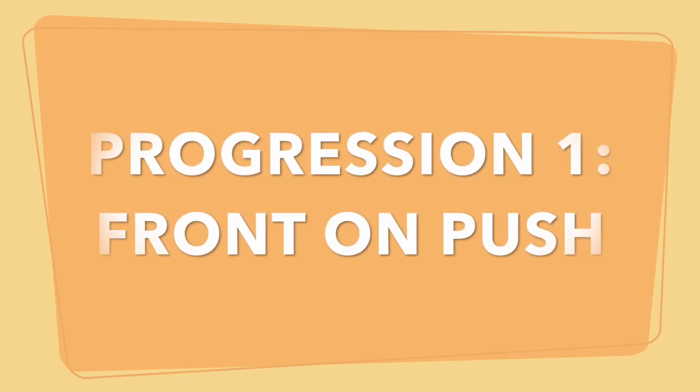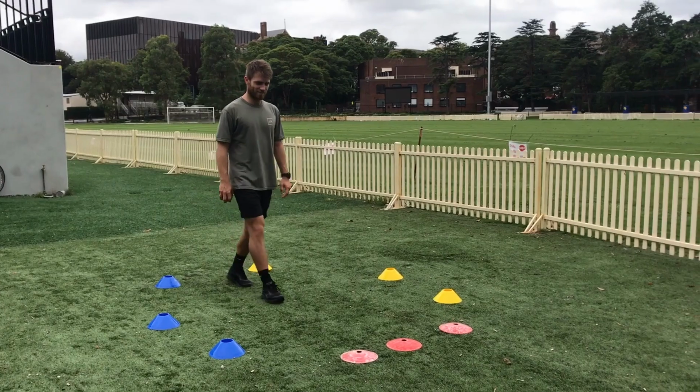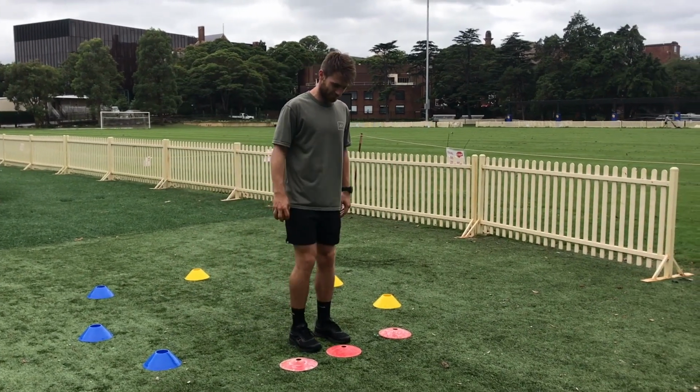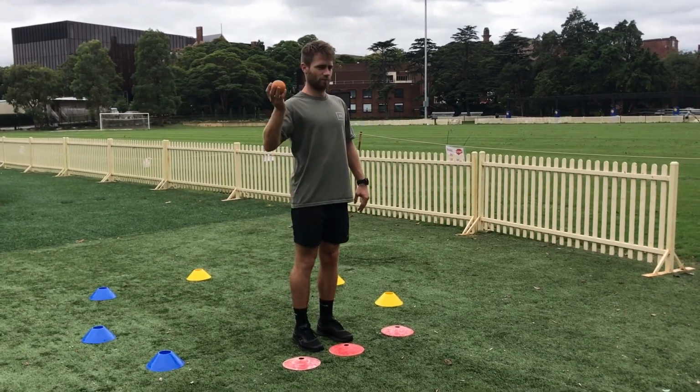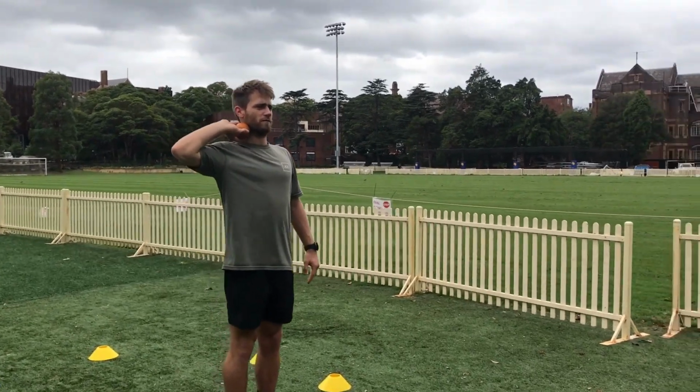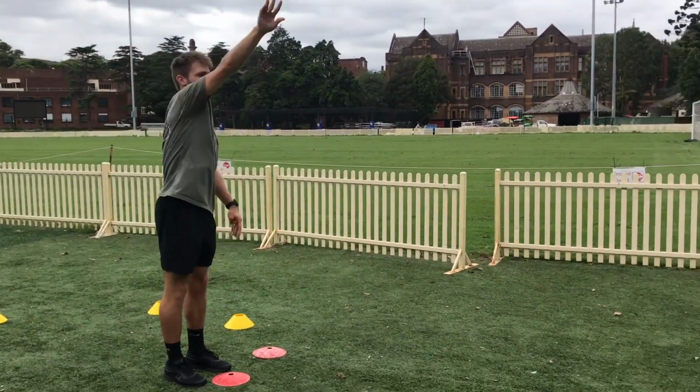Progression 1, the front-on push. The first progression is to familiarise ourselves with the pushing action of the skill. From our starting position, simply extend the arm so that you push the shot out in front of you.